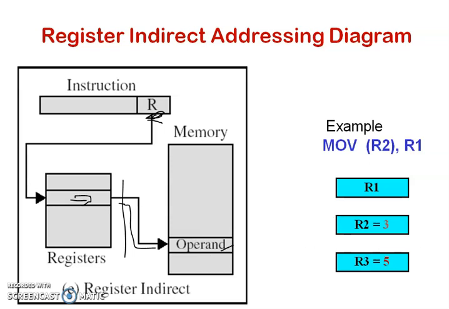Okay, so here one example is given based on registers: move R2 comma R1. What it does is, R2 has some value like 3, which means that it is pointing to the register number. So control moves to register R3, and R3 has the value 5, which will be copied to the register R1. So based on the registers, the transfer is done from R2 to R1.